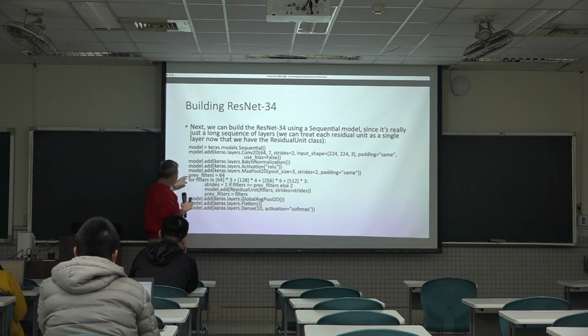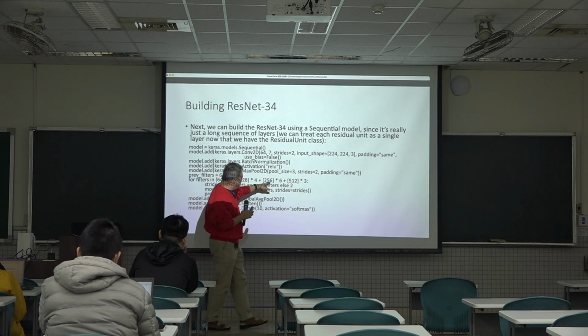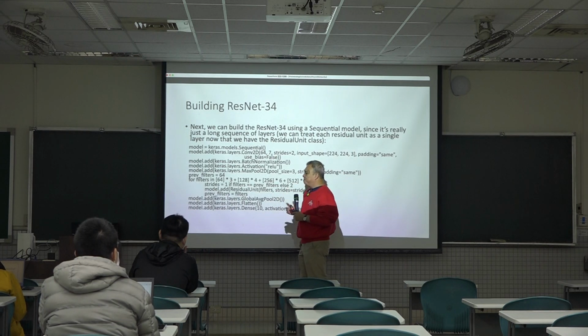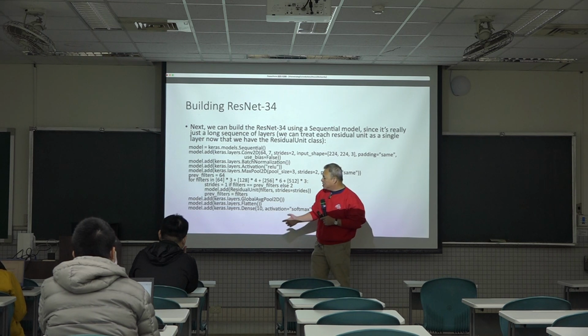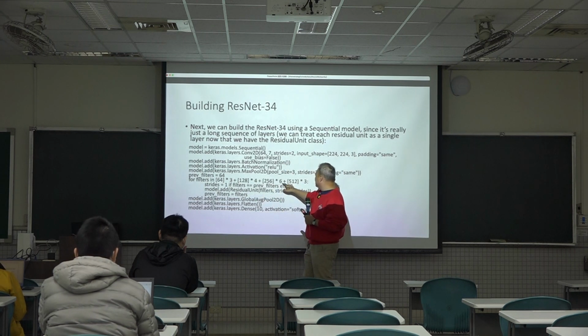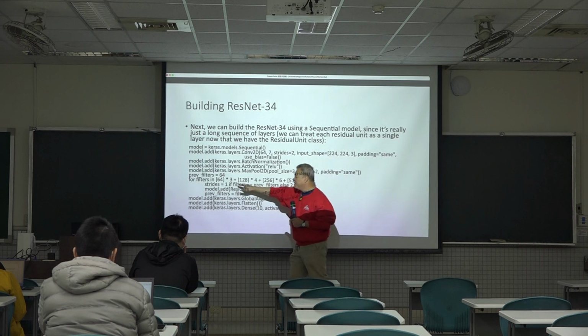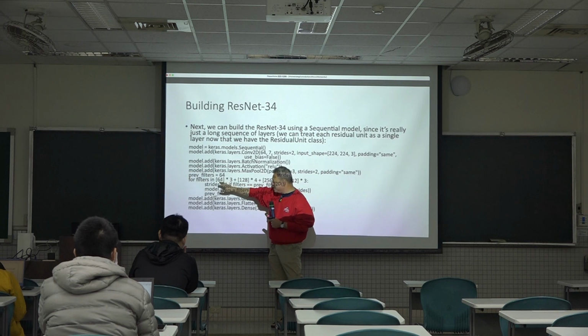Then here is the interesting part. We have a loop here: for filters in 64 times 3 plus 128 times 4 plus 256 times 6 plus 512 times 3. That means we need a total of 3, 4, 6, 3, so 16 residual units. For each residual unit, the size is specified like this. For example, at the beginning, we need 3 residual units of size 64.